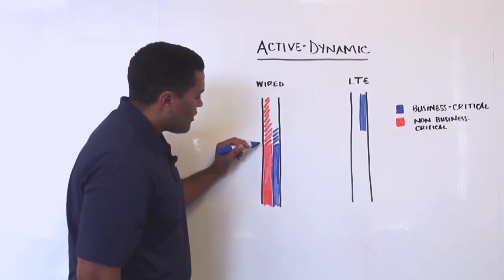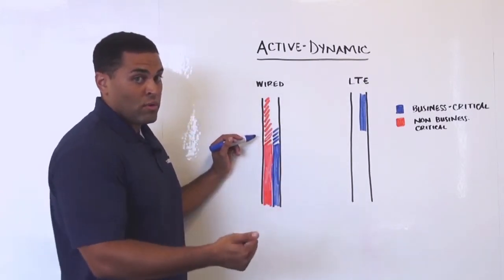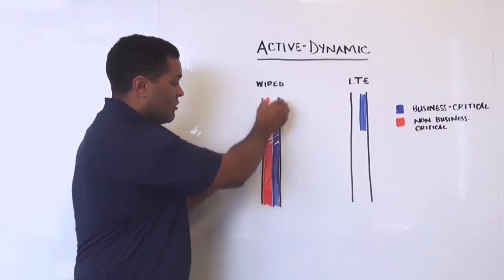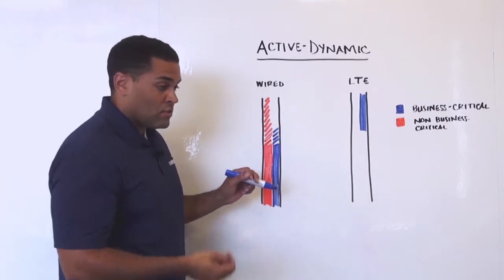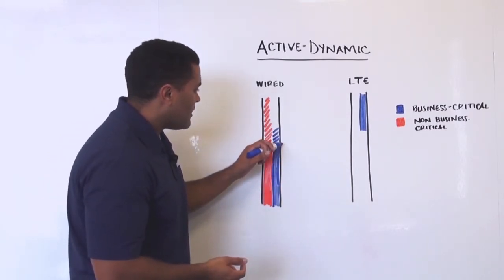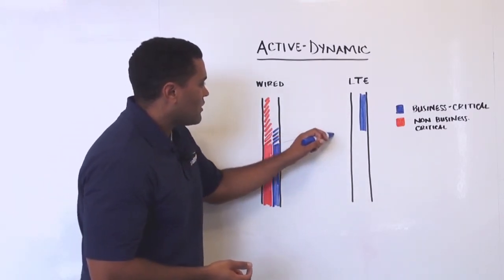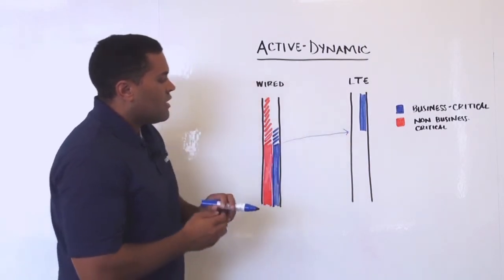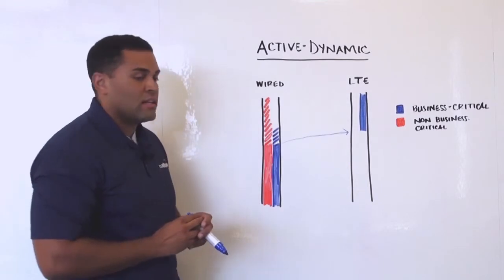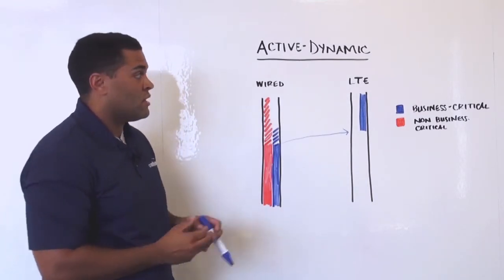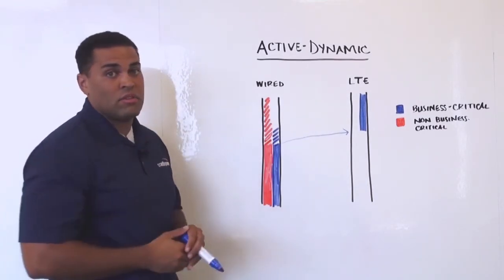At this point here, Cradlepoint's technologies such as Smart WAN Selection or WAN Verify would be able to notify that you're having problems with this link. And then using technologies like policy-based routing or WAN Affinity, you can move your business critical application over to LTE and allow for that flow to continue while your wired still maintains the non-business critical applications. And that's active dynamic with Cradlepoint.